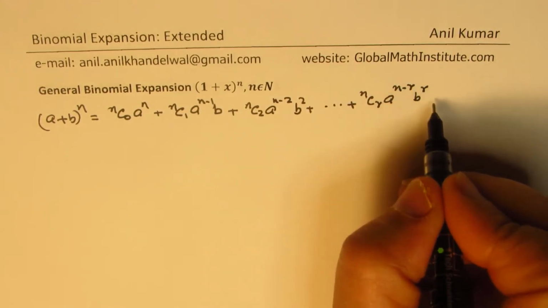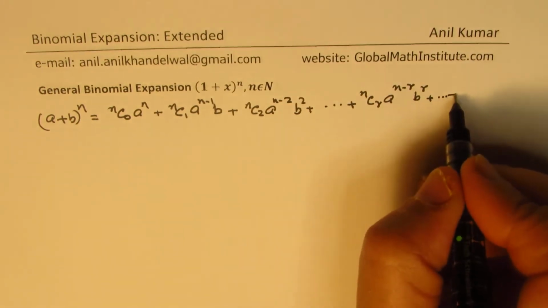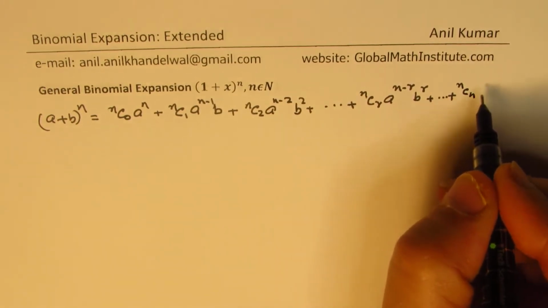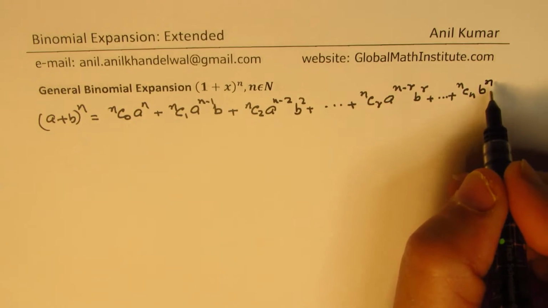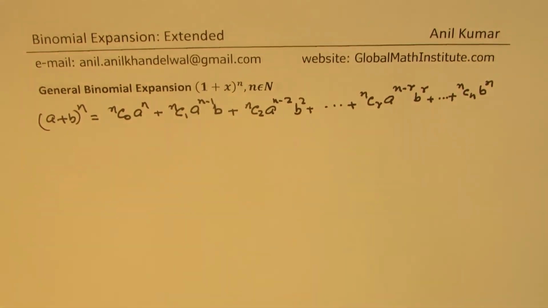The sum of the powers is always n, right? And the last term will be nCn b^n, right? So these are our terms.